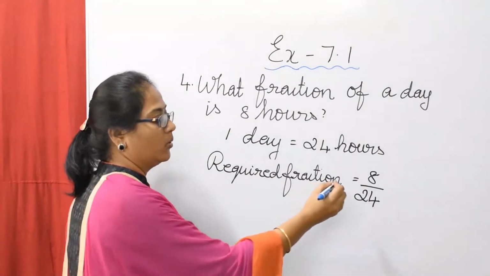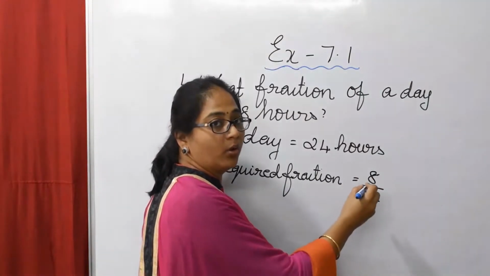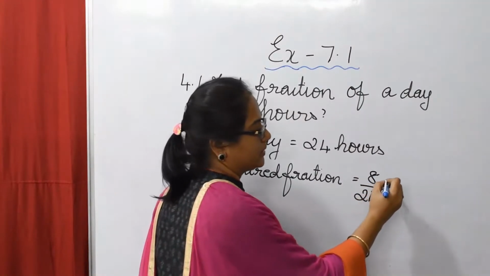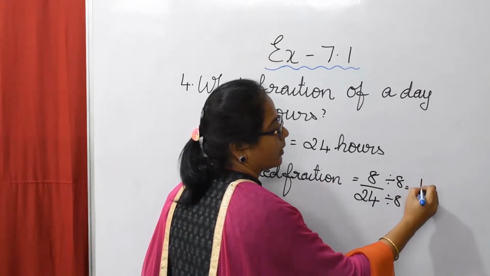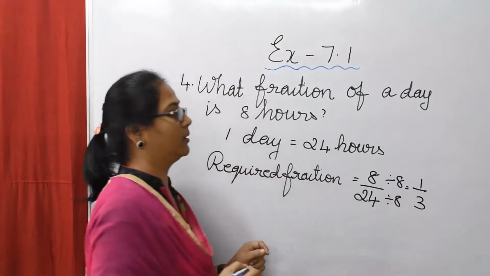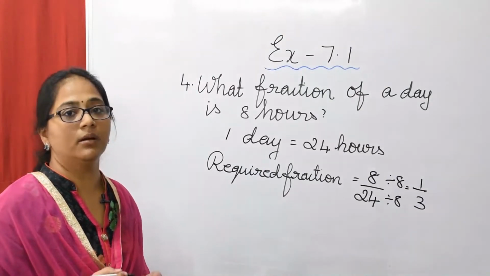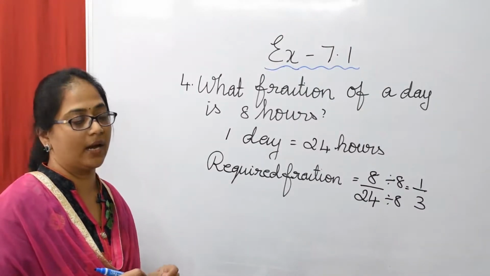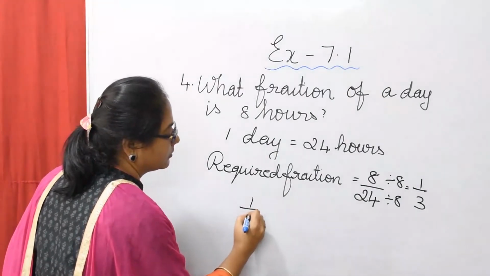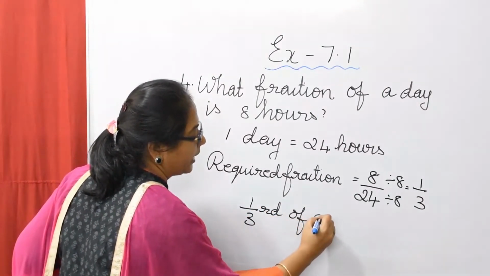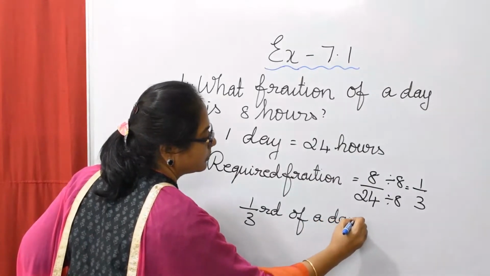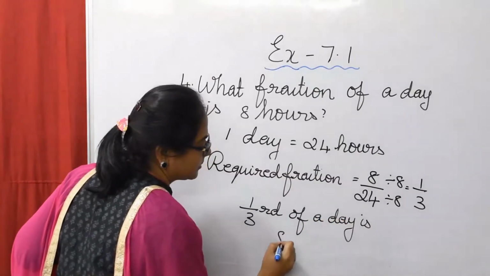We can simplify both the numbers using the 8 table, which gives 1/3. So 1/3 of a day is 8 hours.